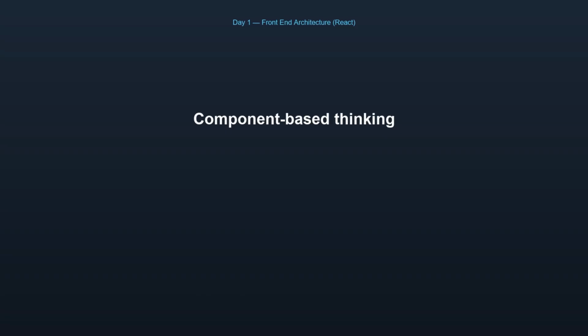Now here is the same counter in React. Look at the difference. In React, we write a component called counter. It is just a function. Inside it we have one line, useState, which is React's way of saying, hey, remember this value for me. We set count to 0. Then we return what looks almost like HTML, a button and a paragraph.